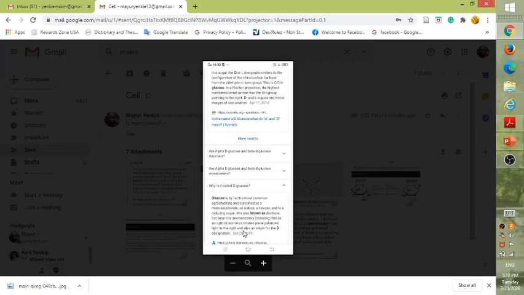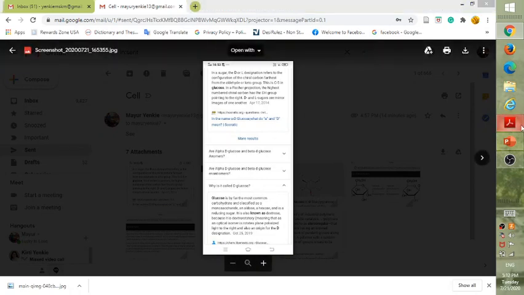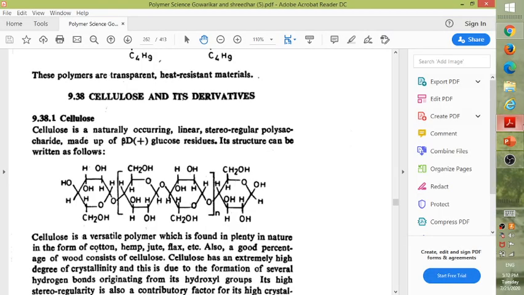So if it rotates the plane polarized light to the right, it is dextrorotatory, and if it rotates the plane polarized light to the left, it is levorotatory. So this is just a brief introduction of cellulose.